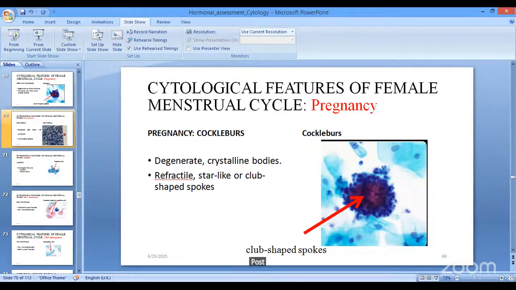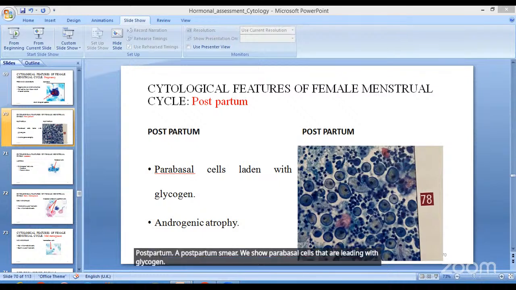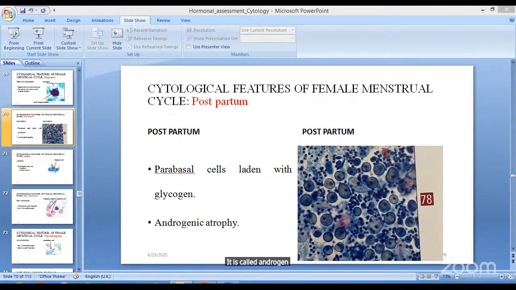Postpartum. A postpartum smear will show parabasal cells that are laden with glycogen. It is called androgenic atrophy. That is the cytological pattern of a postpartum smear: glycogen-laden parabasal cells. It is called androgenic atrophy.